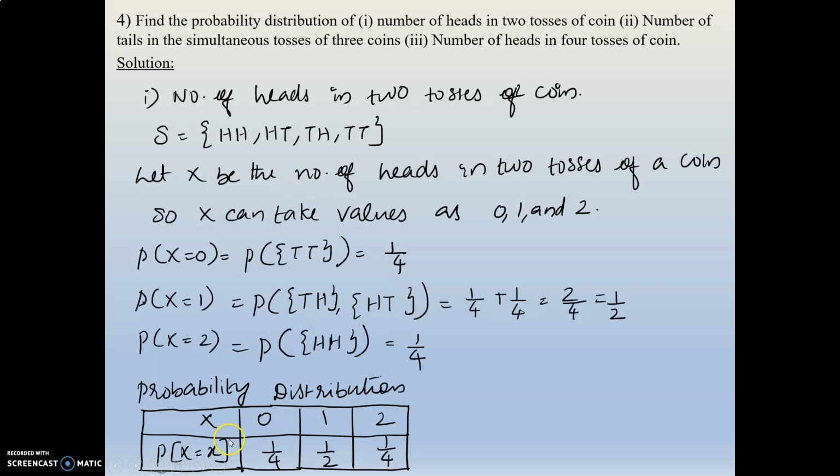So the probability distribution for this is: X equal to 0, 1, 2. These are the possible values of X, and the probability of X: if X is equal to 0 we get 1 upon 4, for X equal to 1 we get 1 upon 2, and for X equal to 2 we get 1 upon 4. So this is the probability distribution of the number of heads in 2 tosses of a coin.